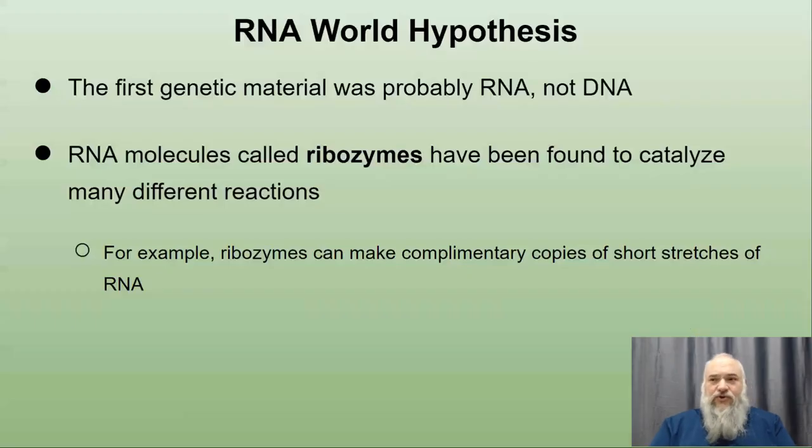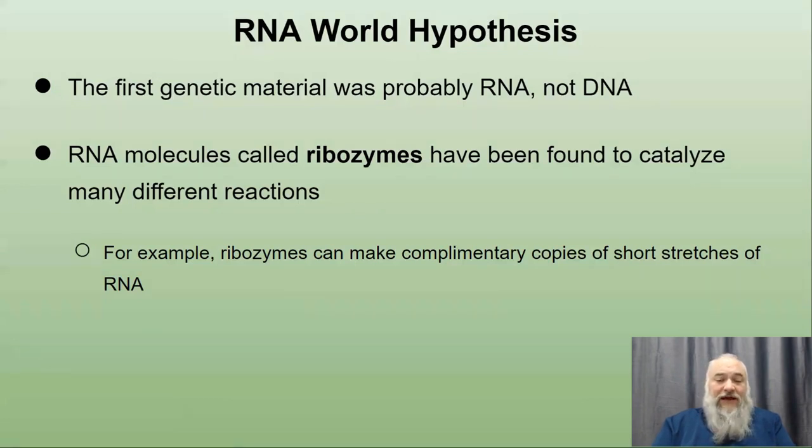So that takes us to the genetic material. The first genetic material on Earth was probably RNA, not DNA. We call this the RNA world hypothesis. We have found RNA molecules called ribozymes that have been found to catalyze many different reactions. So ribozymes are kind of like enzymes, but instead of being made out of proteins, they're made out of RNA. So you can get the genetic information function from RNA, but you can also get the molecular machinery to make things that you get from proteins. So it's kind of a nice, you can get 2 for 1 with RNA, which is nice.